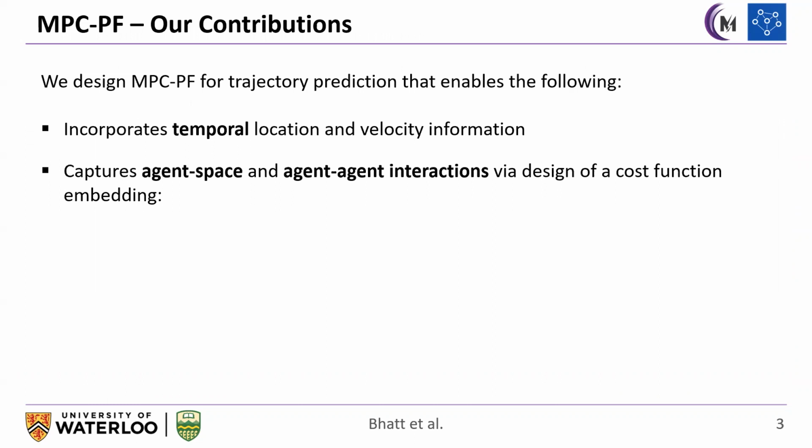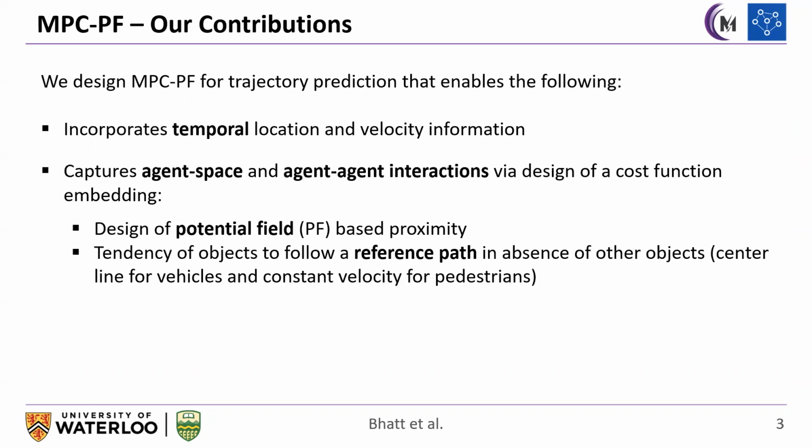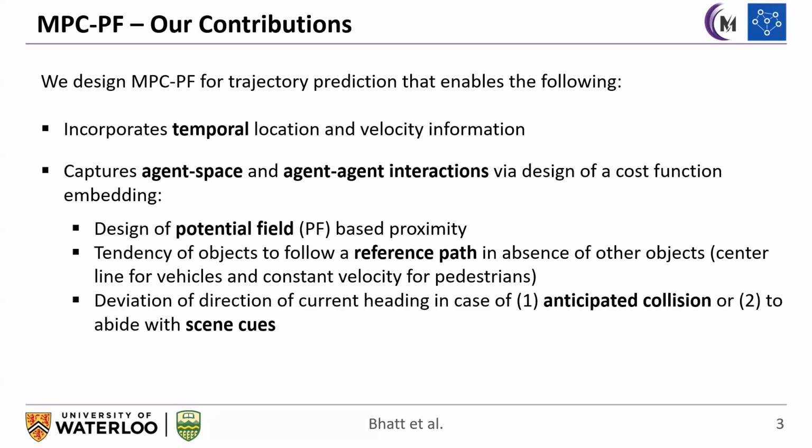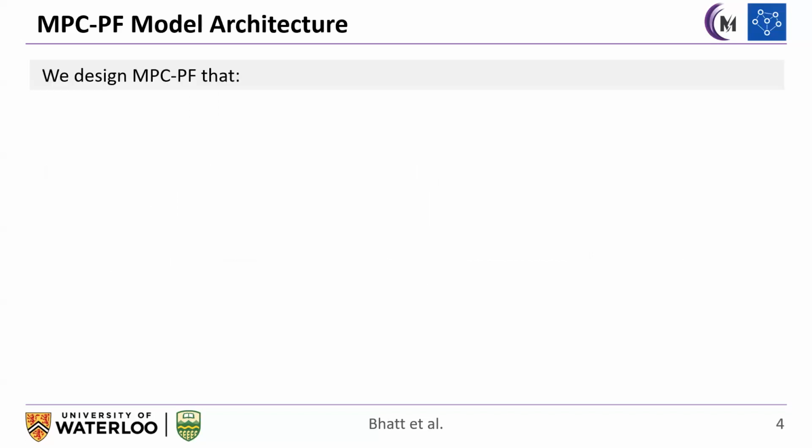captures agent space and agent-agent interactions via design of a cost function that embeds design of a potential field-based proximity, tendency of objects to follow a reference path in absence of other objects, such as center lines for vehicles and constant velocity for pedestrians, and deviation of direction of current heading in case of anticipated collision or to abide with scene cues. We begin by examining the model architecture.